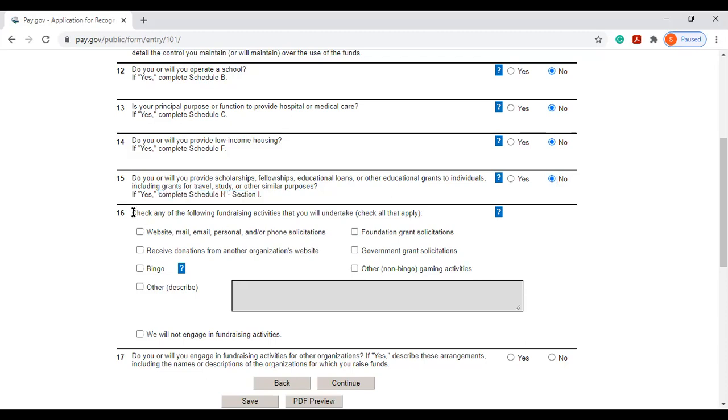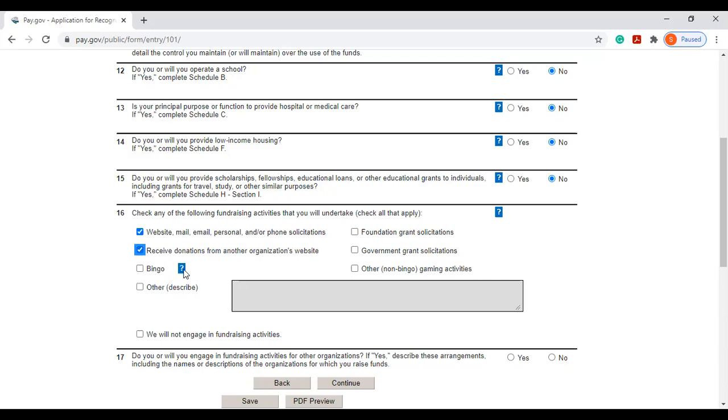Line 16, check any of the following fundraising activities that you will undertake. Check all that apply. If you plan to raise money, and I wish they would change this to check any of the following revenue generation strategies. That would make it easier to follow. But anyway, how do you plan to raise money is the bottom line. Do you plan to raise money using your website, mail, email, personal, or phone solicitations? Then you check here. If you plan to receive donations from another organization's website, click here.